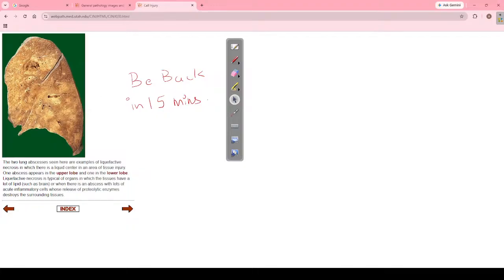Okay, so let's continue. We are talking about different types of abscesses which are seen. So here you can see there is an abscess right over here, and there are a few examples of liquefactive necrosis. There is liquid center in the area of tissue injury, which is right here.